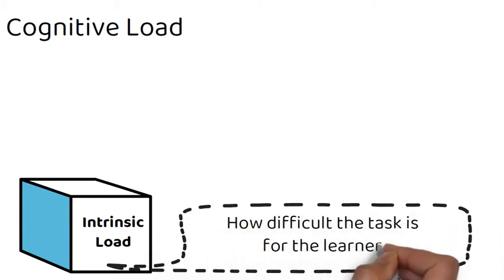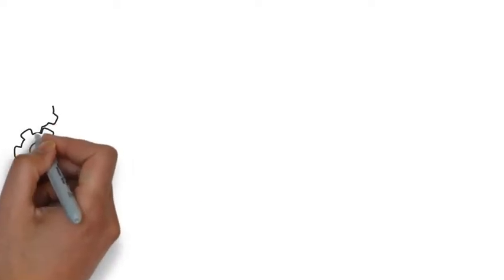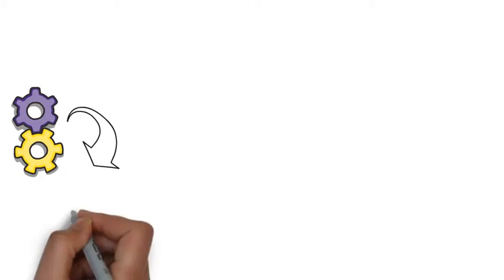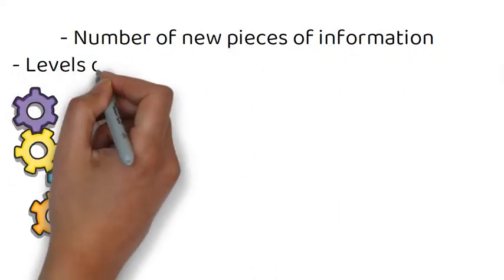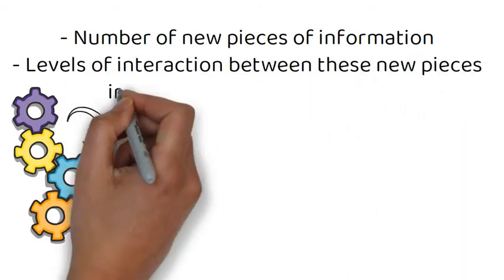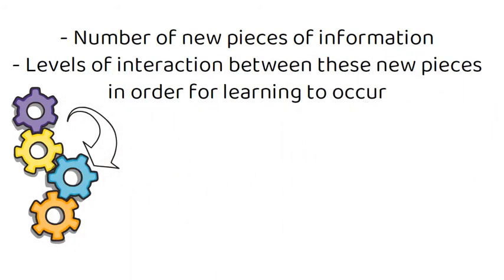Different types of information and learning tasks have different amounts of interactive elements. The load created for the learner depends on the number of novel or new pieces of information and the levels of interaction between these new pieces.